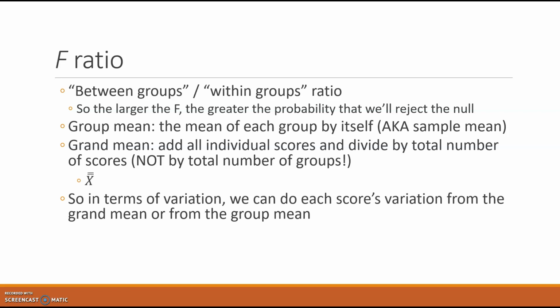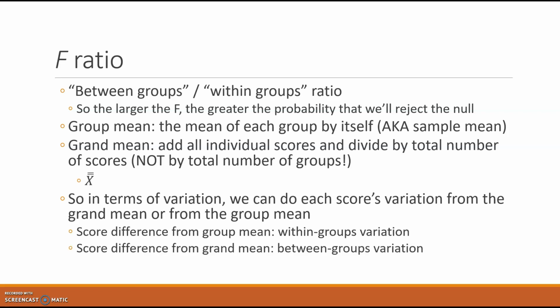So in terms of variation, we can look at the variation within a group, or we can look at the variation among everybody. The group mean versus the grand mean. How different our score is from the group mean, that's within groups. So we look at how different all the scores in A are from the mean of A, and all the scores in B are from the mean of B, and so forth. But the difference between the score and the grand mean is between groups variation. And those are basically the ratio. We're doing between groups divided by within groups and see what we get.